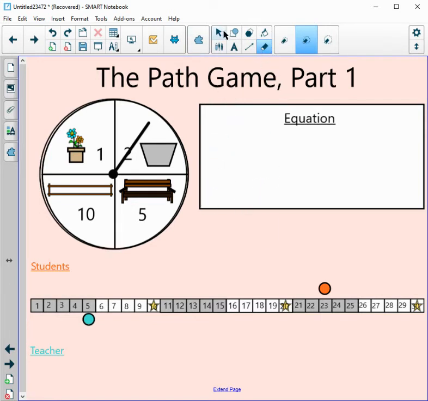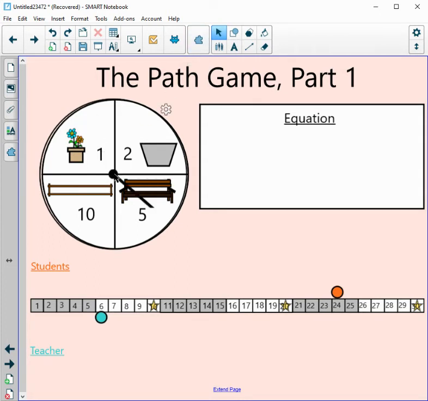Let's hope for a bench or a fence. Let's see. Ah, another flower pot. What's 5 plus 1? 6. Good job. Now for my student spin. You guys could get there. Oh, 23 plus 1. 23 plus 1 more would be 24. Good job. Remember, our 1 is just one pot, one step.